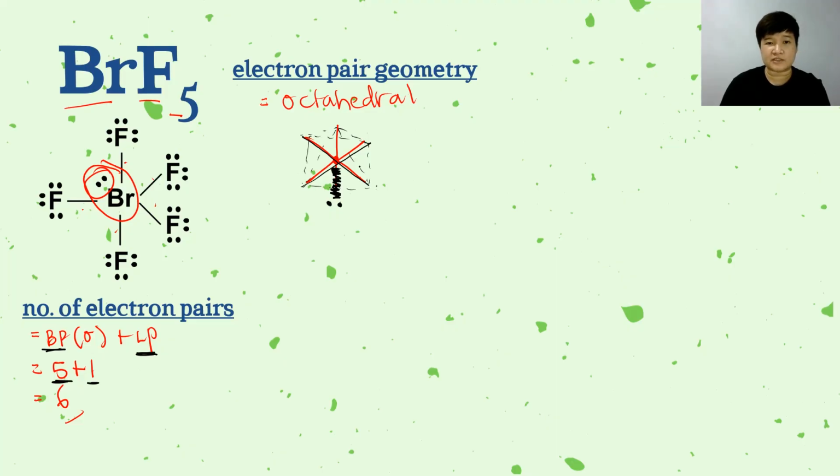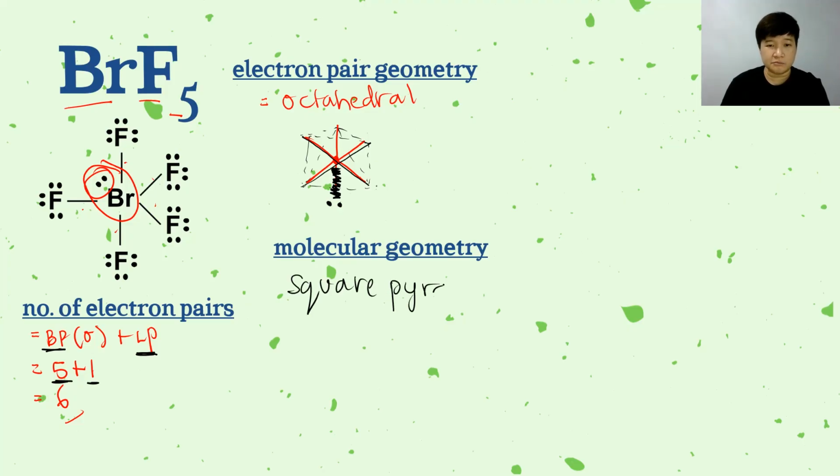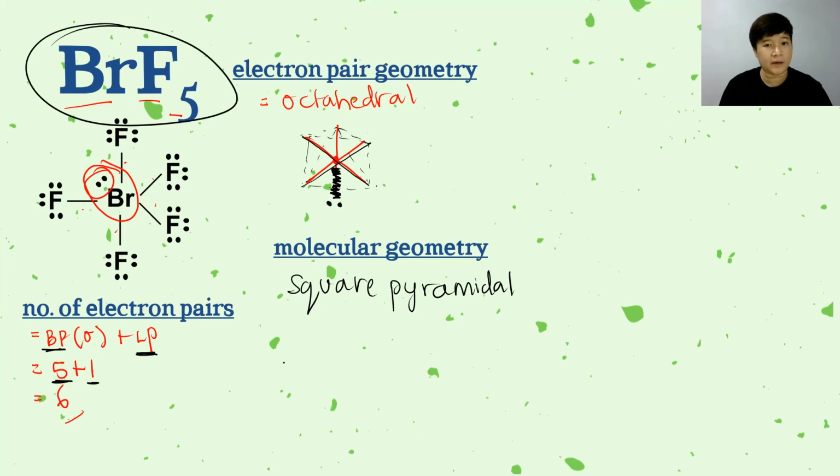Alright, you're actually forming a square pyramidal. So your molecular geometry will be a square pyramidal. And you need to redraw your BrF5 Lewis structure in the shape of square pyramidal. How should your square pyramidal look like in 2D?